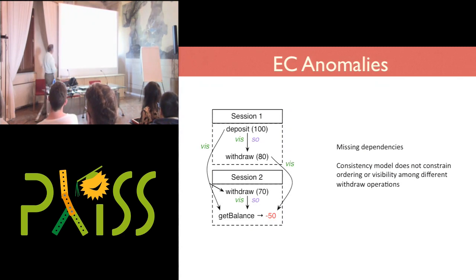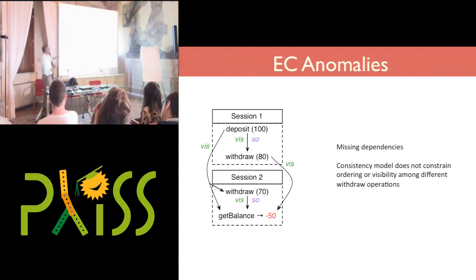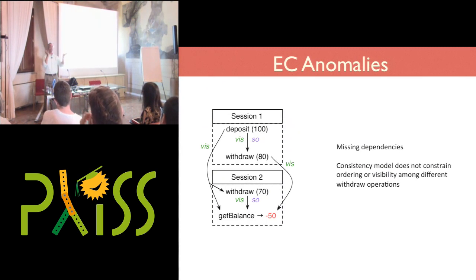Now, imagine that I have another session, and let's assume there's a single bank account, just one account. This other session withdraws 70. There's a visibility arrow between the withdraw of 70 and the deposit of 100. That means that this withdrawal of 70 might take place on a replica that happened to have witnessed the deposit of 100.